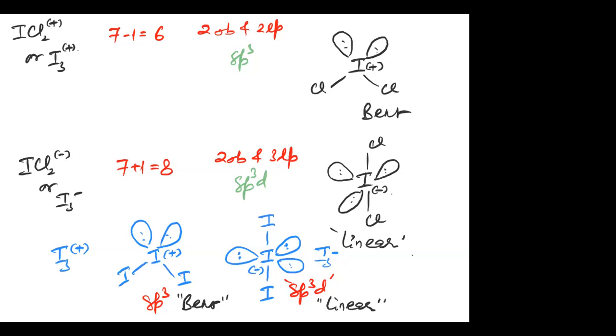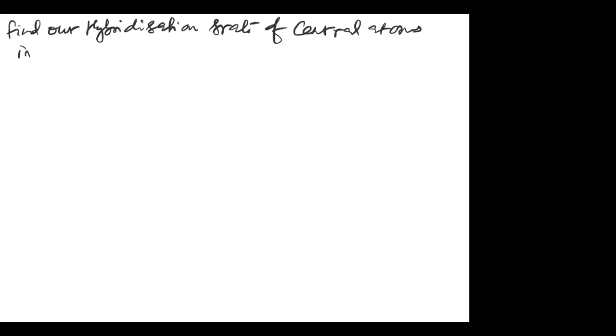I hope till now we have completed one type of set related to calculation of hybrid state and the geometry about the central atom. Same in the case of anions of oxyacids. So next is, let's say, if we have to find out the hybridization state of the central atom in the following ions, and also draw their shape or geometry.